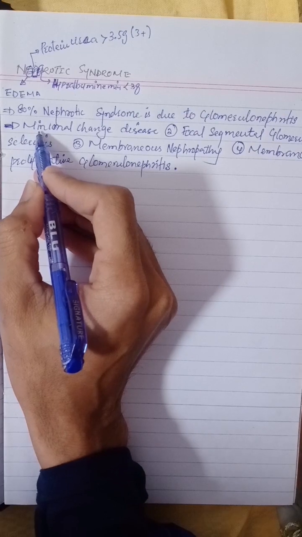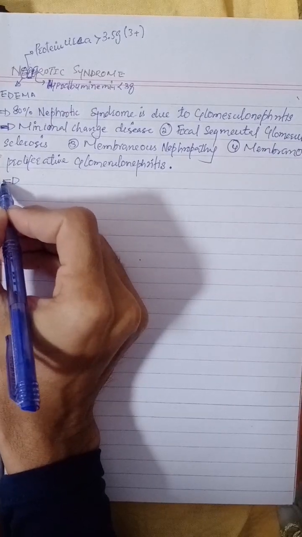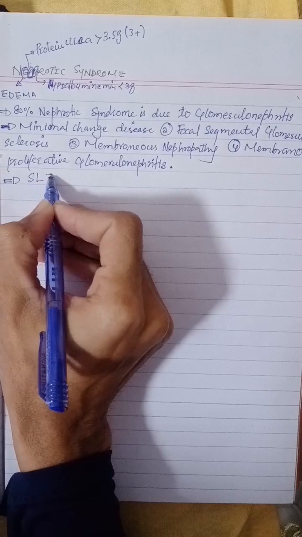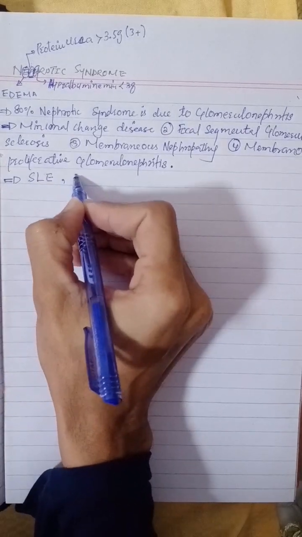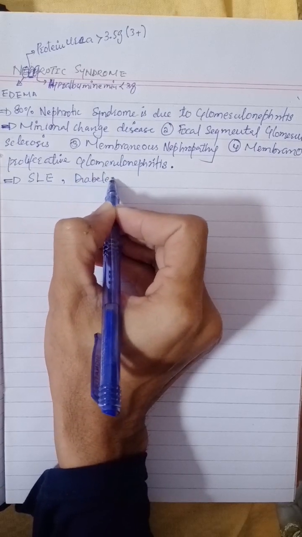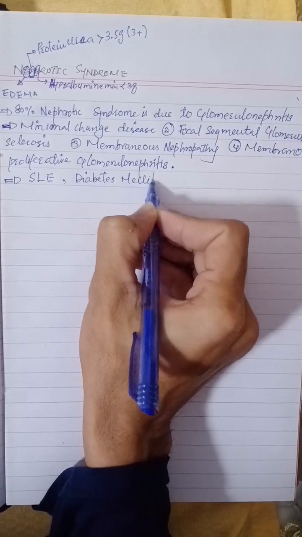After that, the secondary causes of nephrotic syndrome are SLE, systemic lupus erythematosus, and diabetes mellitus.